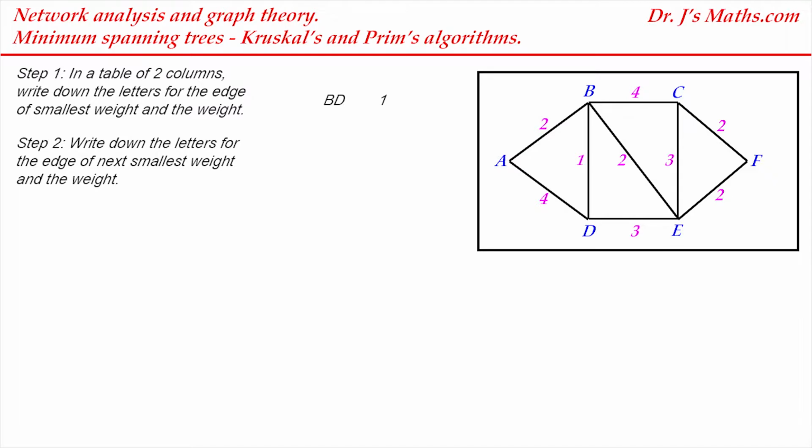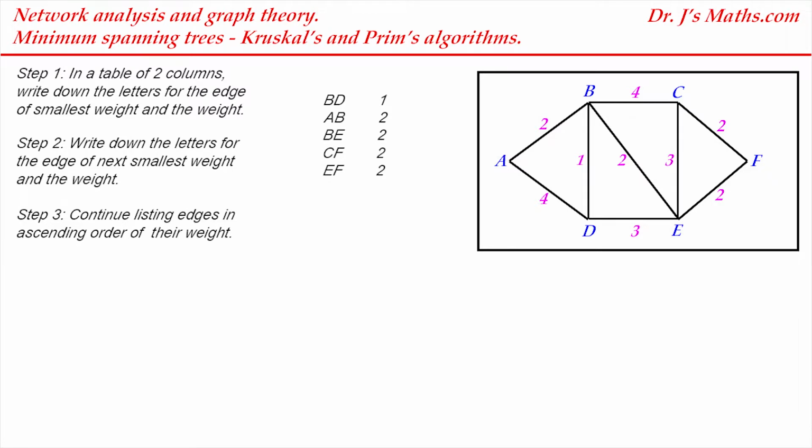Then we write down the letters for the edge of the next smallest weight and the weight. Now we look at our diagram, we have 4 edges, each with a weight of 2. So we just pick them in any order. AB is 2, BE is 2, CF is 2, EF is 2. So we have those down. And then we continue in step 3 to listing edges in ascending order of their weight. So the next highest weight is CE and DE, and both of these have a weight of 3. So we add those two entries into our table.